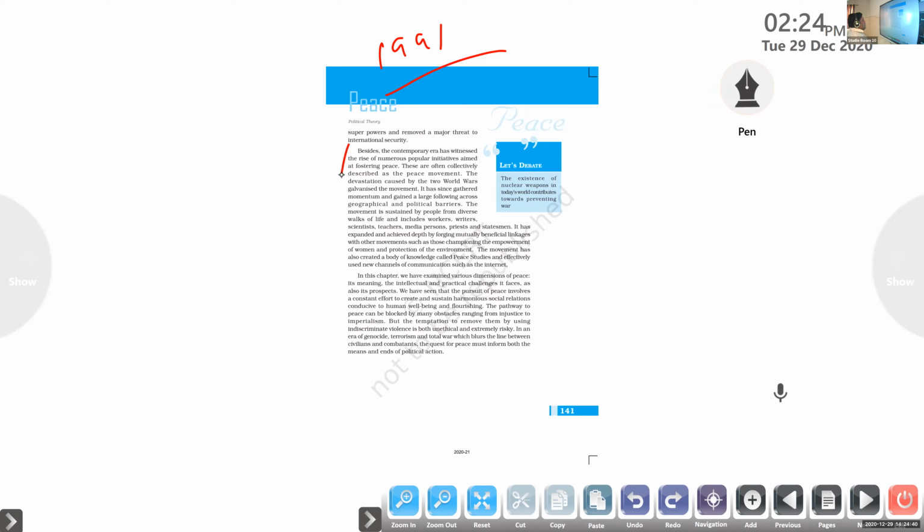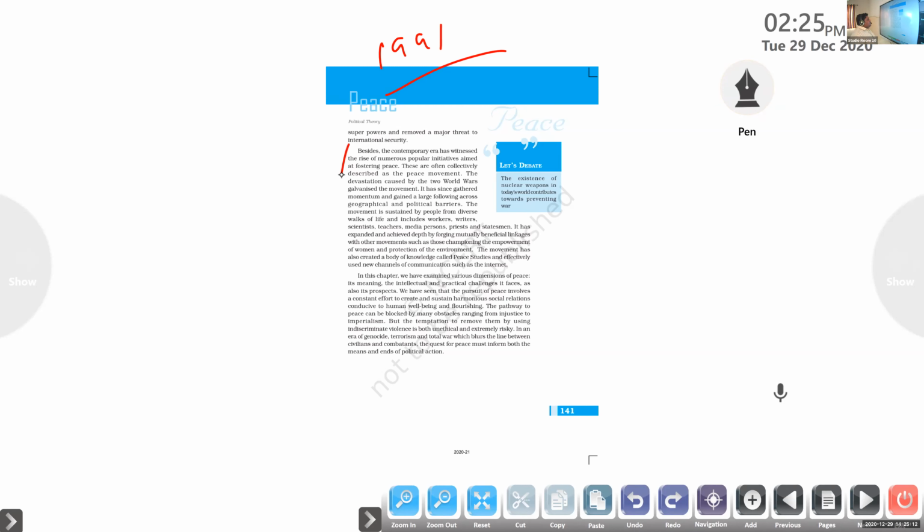The devastation caused by the 2 World Wars galvanized the movement. People observed that the world wars are not good, and wars create numerous problems. So people gave more importance to the word peace. It has since gathered momentum and gained a large following across geographical and political barriers. The movement is sustained by people from diverse walks of life and includes workers, writers, scientists, teachers, media persons, priests, and statesmen. Everyone today is working for establishing peace.